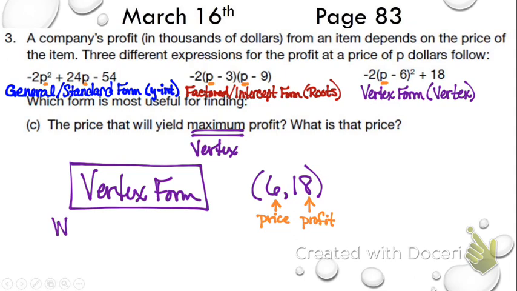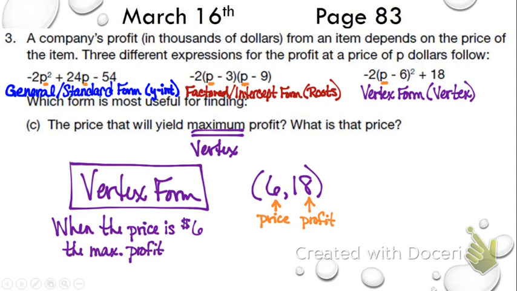Yes. When the price is $6. So I don't know what this item is, but $6 is obviously the sweet spot. When the price is $6, the max profit of $18,000, because remember they're doing that in thousands, is reached.